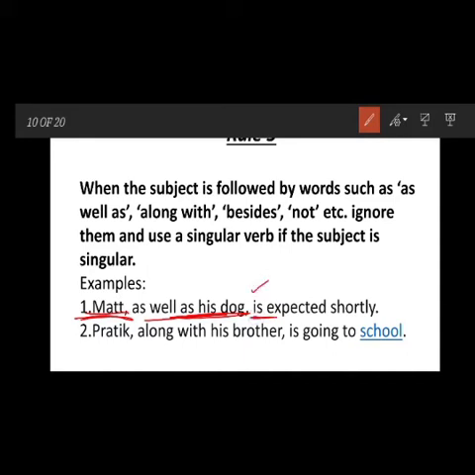Patrick, along with his brother, is going to school. Like here we are talking about Patrick, not his brother. We are talking about a singular person. "Along with his brother" just means he is going with his brother. So we are talking about Patrick, and that's why we ignore it and follow only the subject. And that's why it's "is."